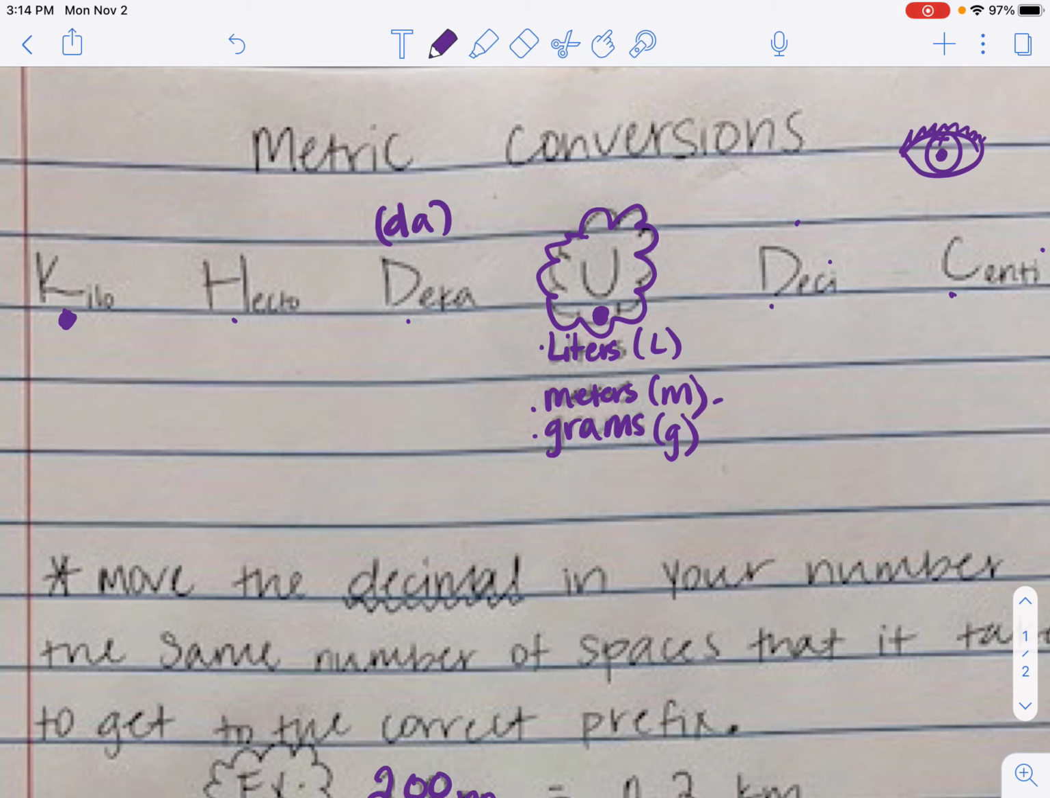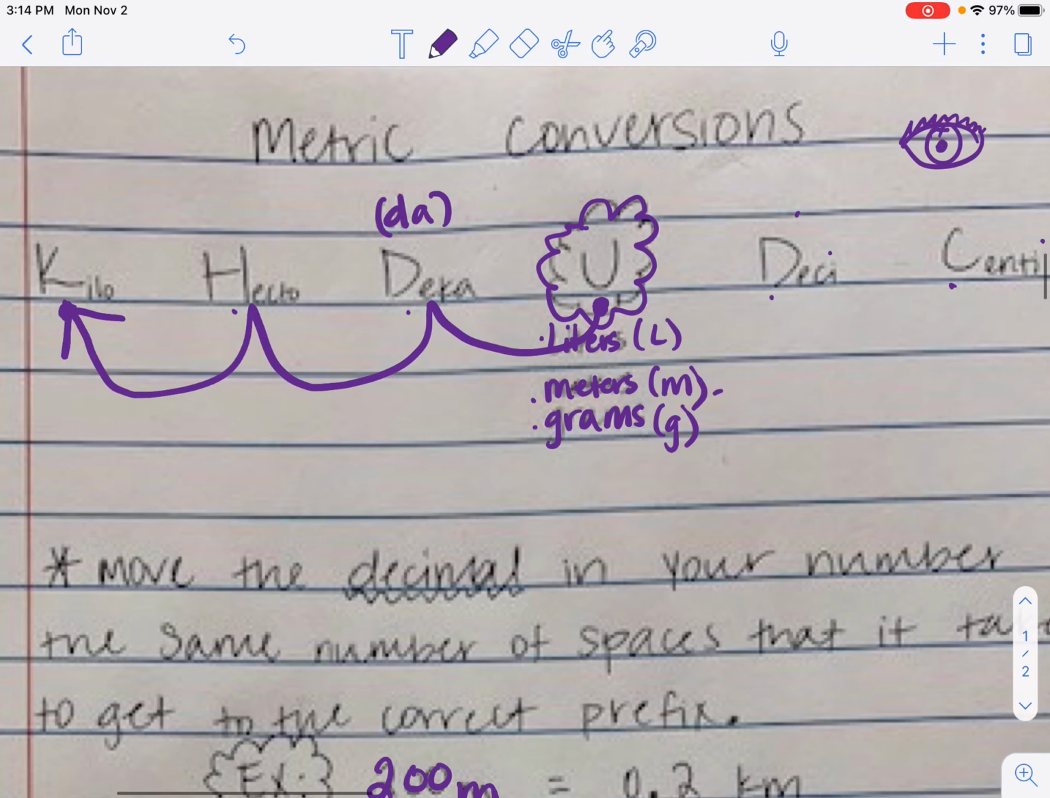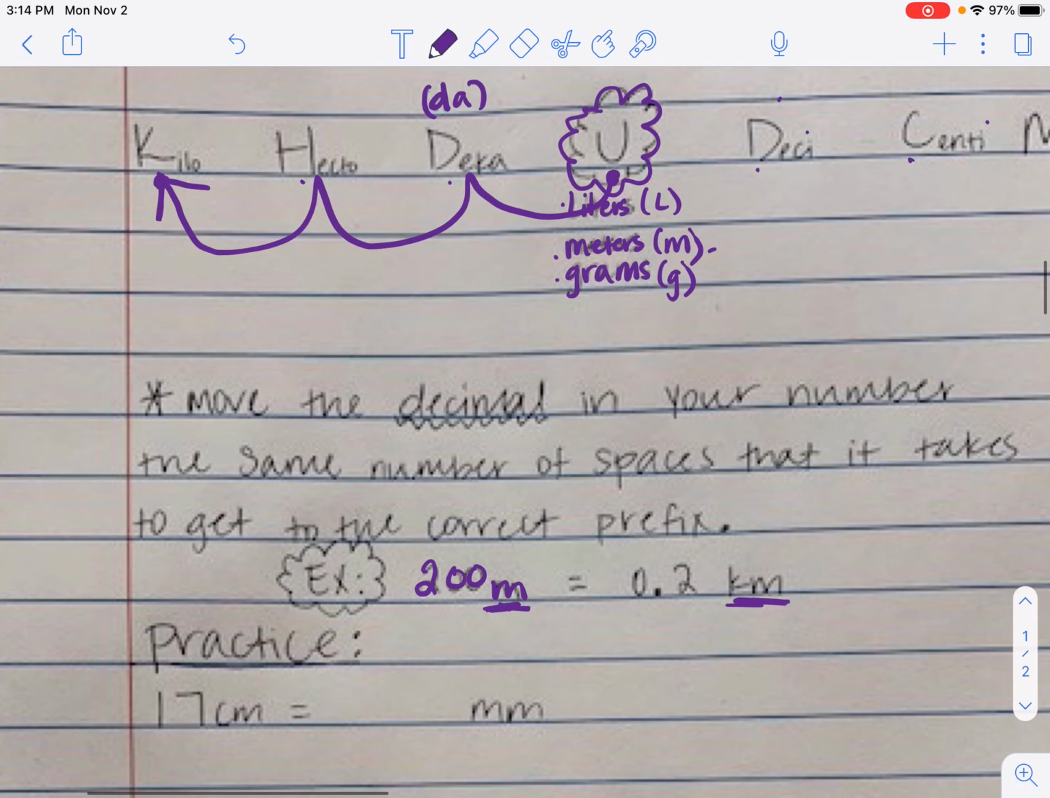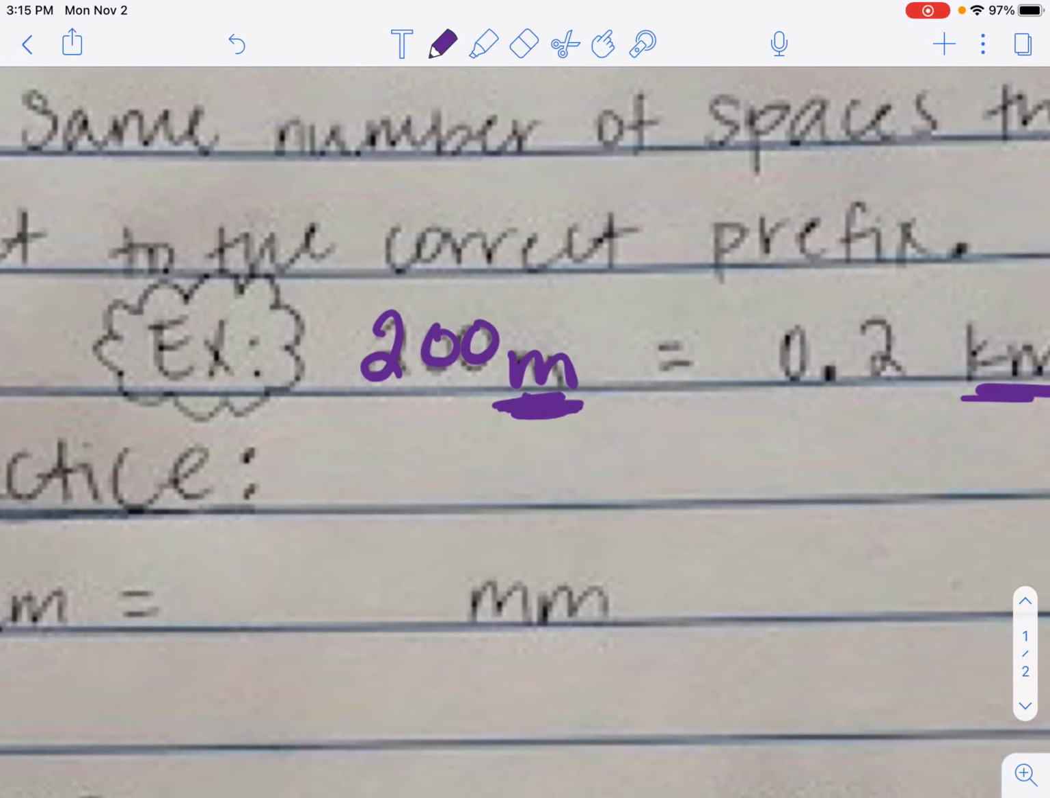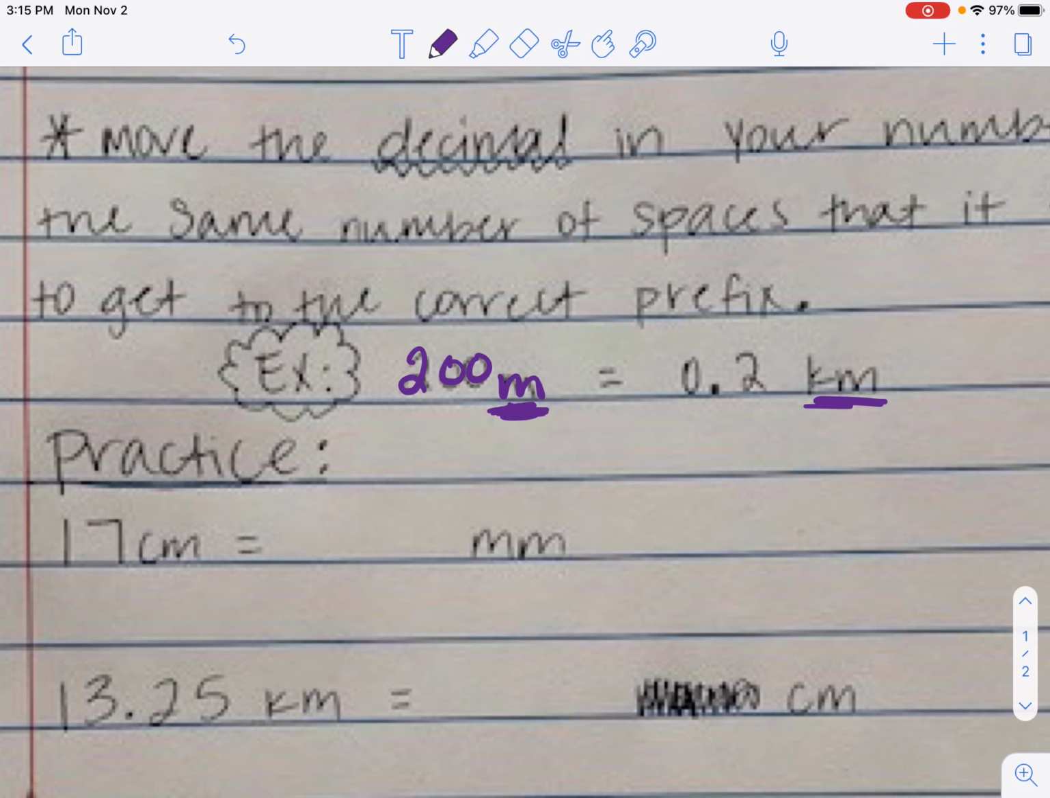Kilometers is over here. So I'm going to say I need to go 1, 2, 3 spaces to get to kilometers. And I moved it to the left. So that means I'm going to take my decimal in my 200 and move it 3 spaces to the left to get the number of kilometers. So remember, if I don't have a decimal in my number, that means it's actually at the end. So I'm going to start over here and I'm going to go 1, 2, 3. That puts my decimal right in the front. So that's actually just 0.200. But remember, I don't need those zeros anymore.